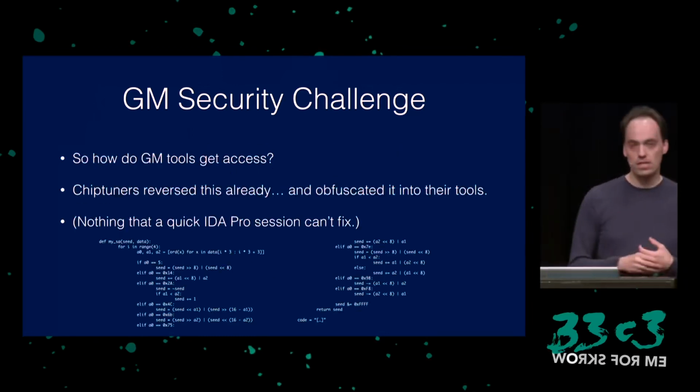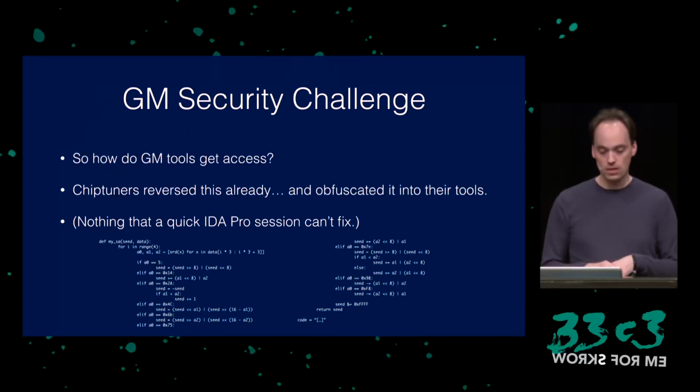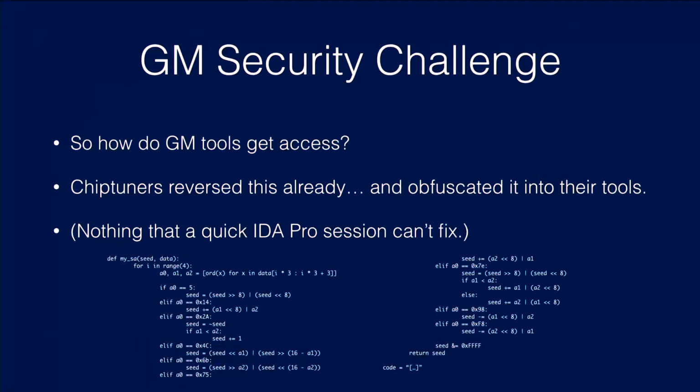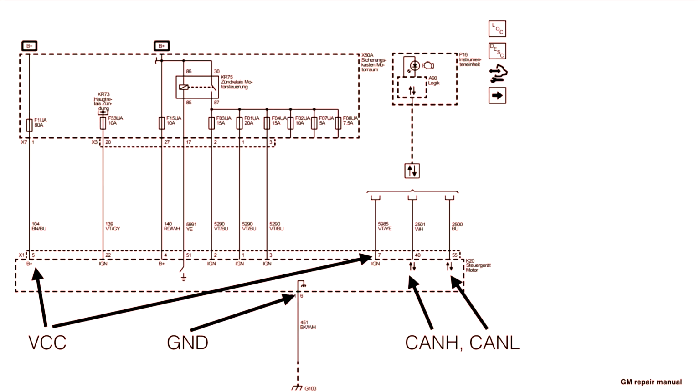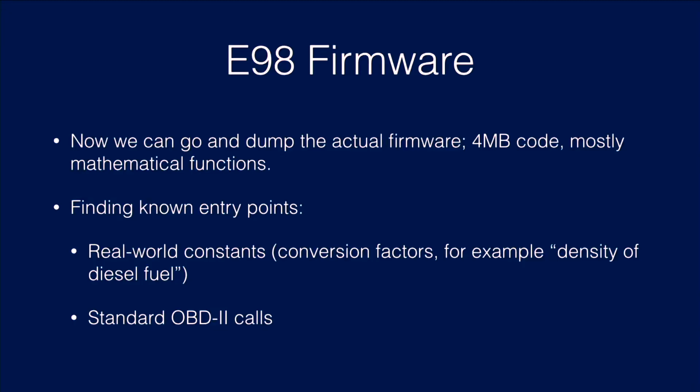The question is, how do the GM tools, the original factory tools, get access to that? Luckily, chip tuners already reversed that and then obfuscated it into their own tools. But that can be deobfuscated. And eventually, it's just a small amount of bit shifting. And so that was easy to fix. And also, the GM repair manuals tell you how to wire up the ECU. They tell you where to put 12 volts, the CAN bus again, and ground, and the ignition pin. And with all of that in place, I can do the security challenge. I can now read all of flash memory, read the 4 megabytes of PowerPC code, which mostly consists of mathematical functions.